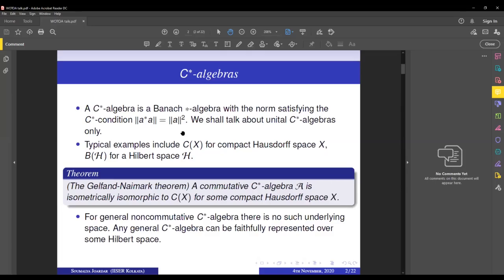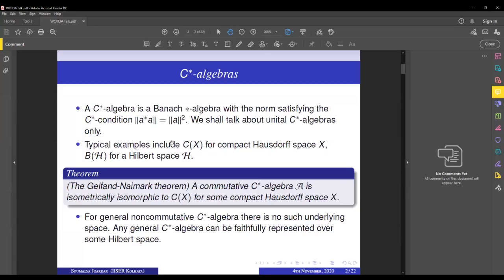In this talk, we shall talk only about unital C*-algebras, which are analogs of compact Hausdorff topological spaces. Typical examples include C(X) for any compact Hausdorff space X with the usual sup norm and the usual star structure, the complex conjugation, and B(H) for separable Hilbert spaces H. And let me mention the Gelfand-Naimark theorem: any commutative unital C*-algebra is isometrically isomorphic to C(X) for some compact Hausdorff space X.